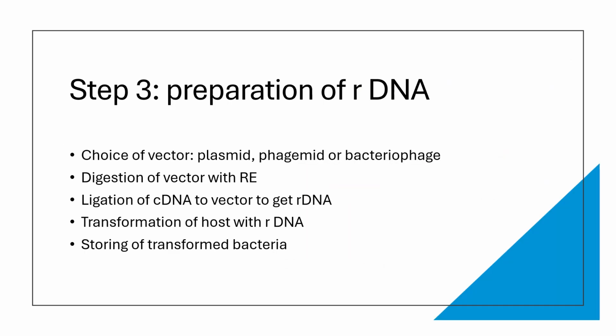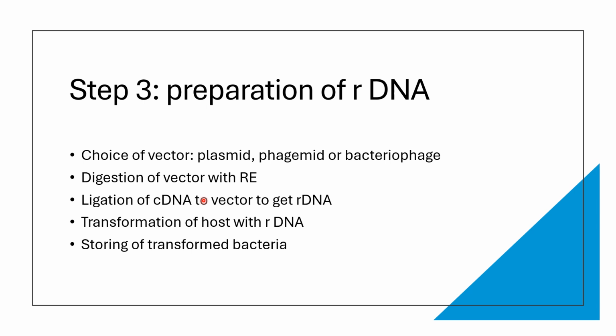Once the double-stranded cDNA is synthesized, the next step is the preparation of the recombinant DNA by ligating a digested vector with the double-stranded cDNA. There is a wide choice of vector that depends upon the final objective. Plasmid can be used, phasmid, bacteriophages, so different types of vectors can be used.